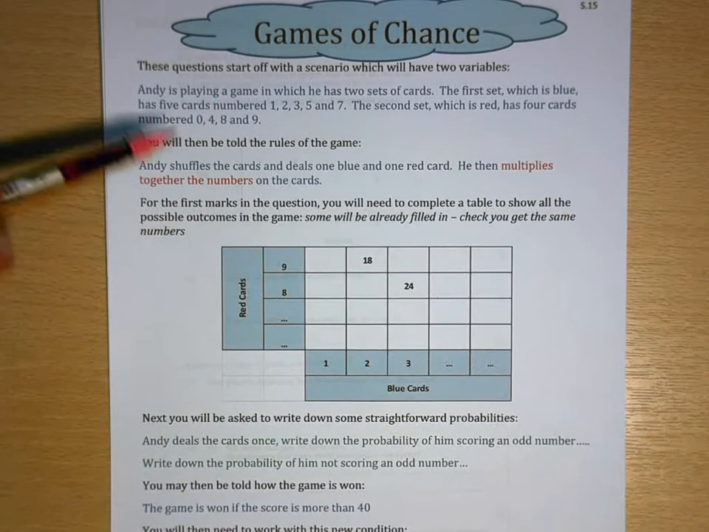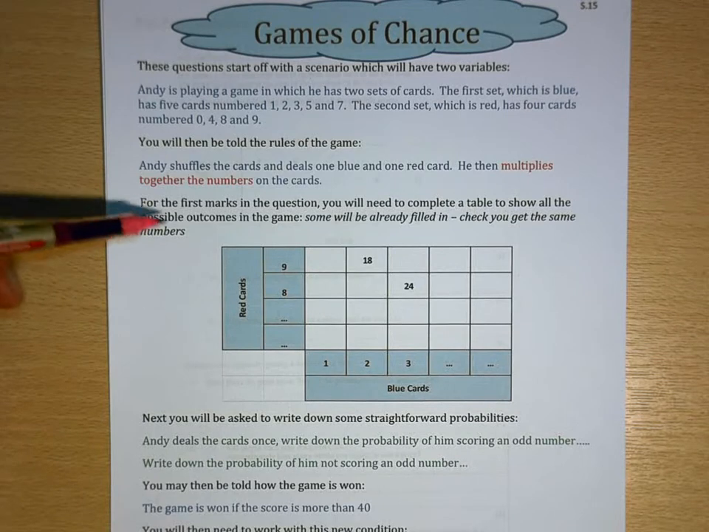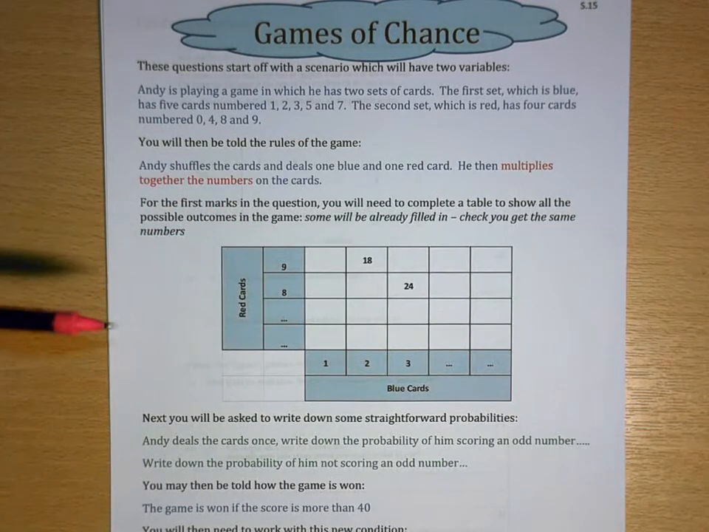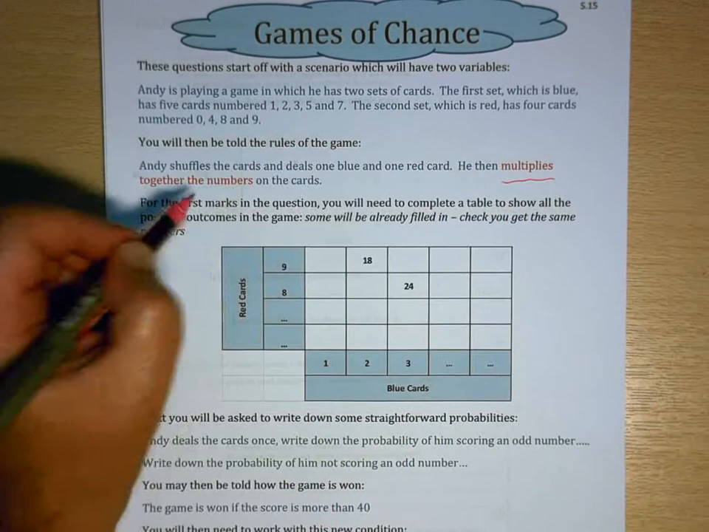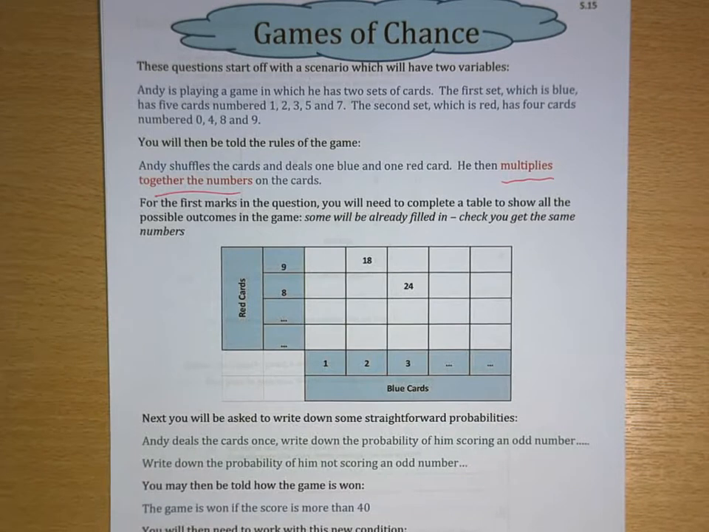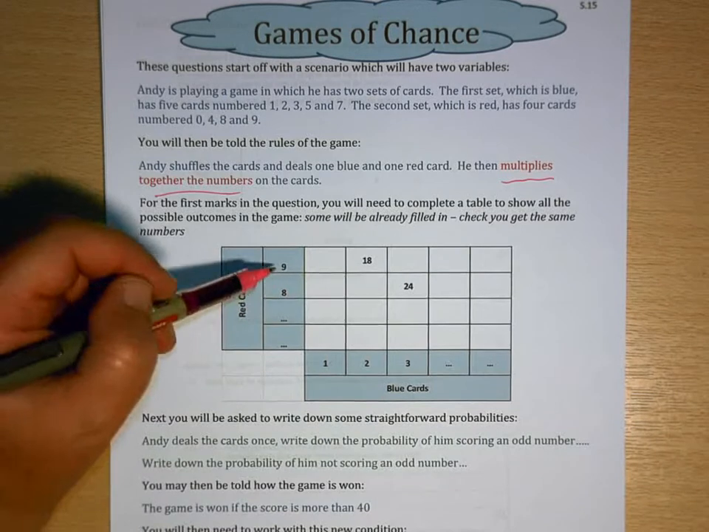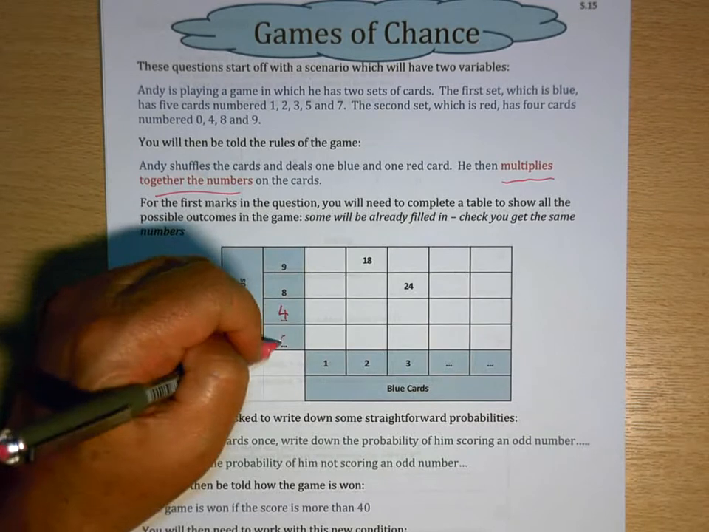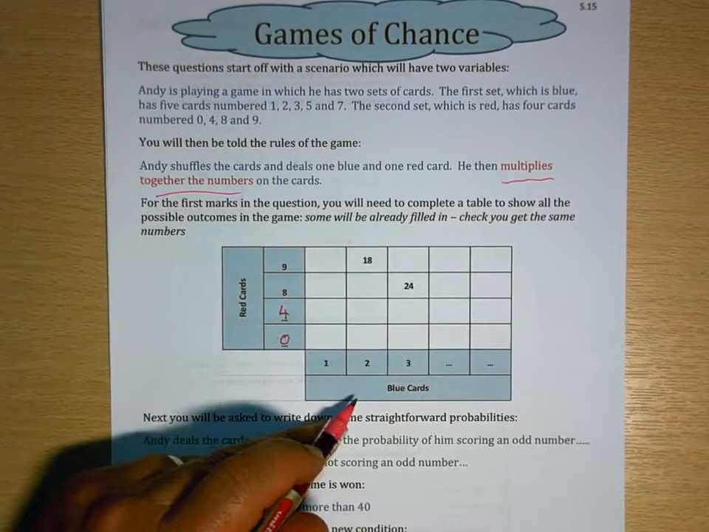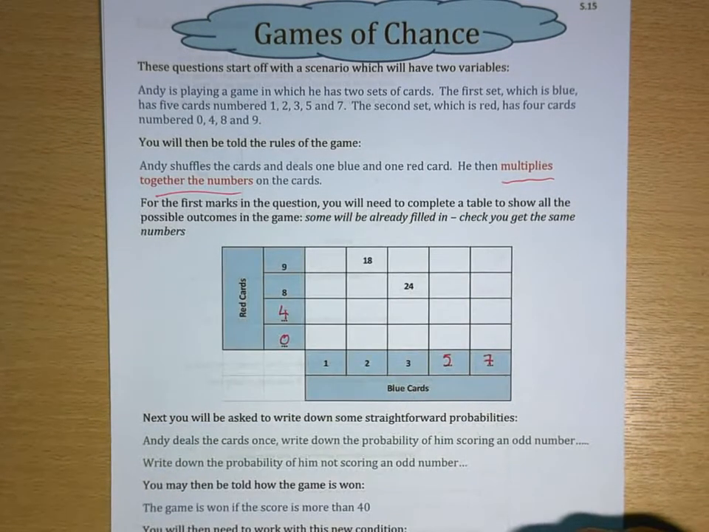For the first marks in the question, you'll need to complete that sample space diagram. So we've already practiced those in the previous lesson. Generally, they'll fill bits in to give you a hand in case you're not sure. So the rule of the game is scores are being multiplied. Red cards are listed here, blue cards are listed there. So I can see they've already put the scores 9 and 8 in. So I'm going to add in 4 and 0. And for the blue cards, it's 1, 2, 3, 5 and 7.